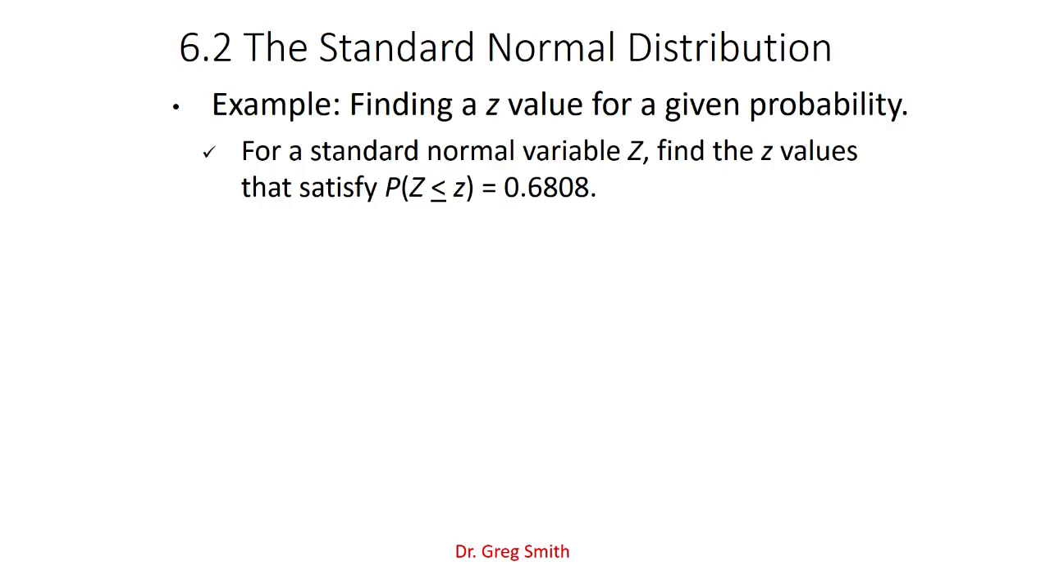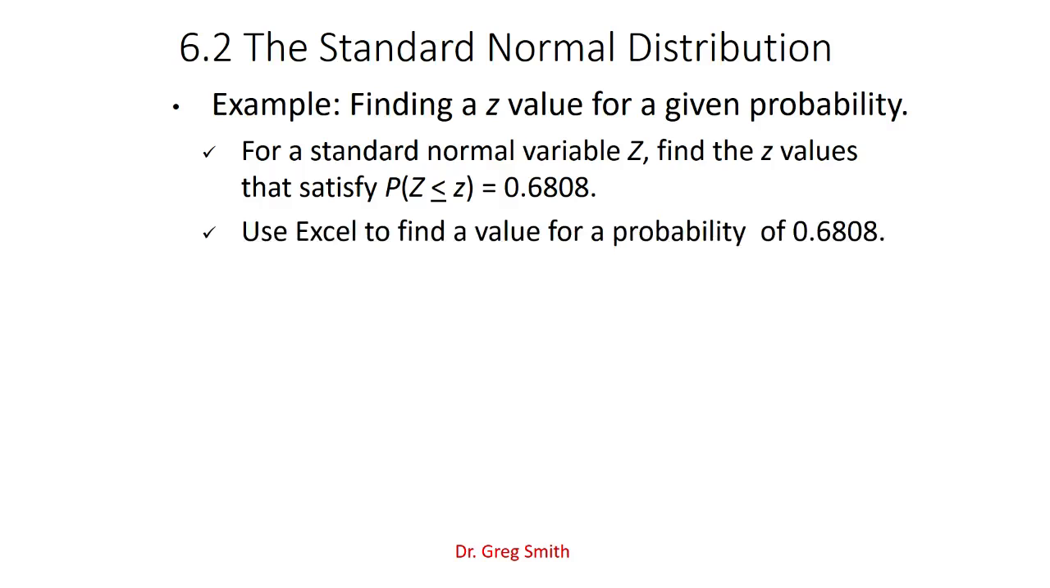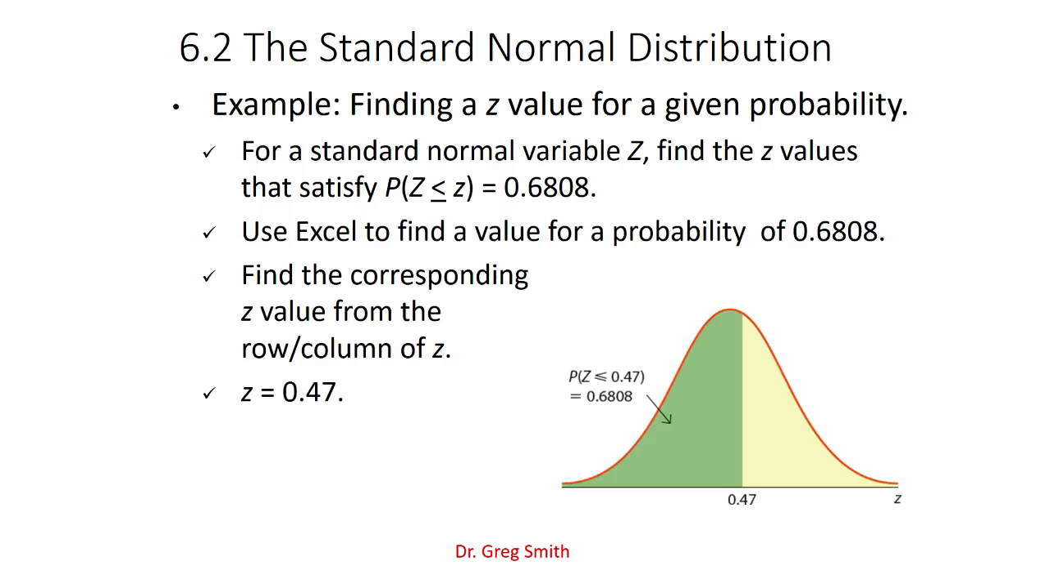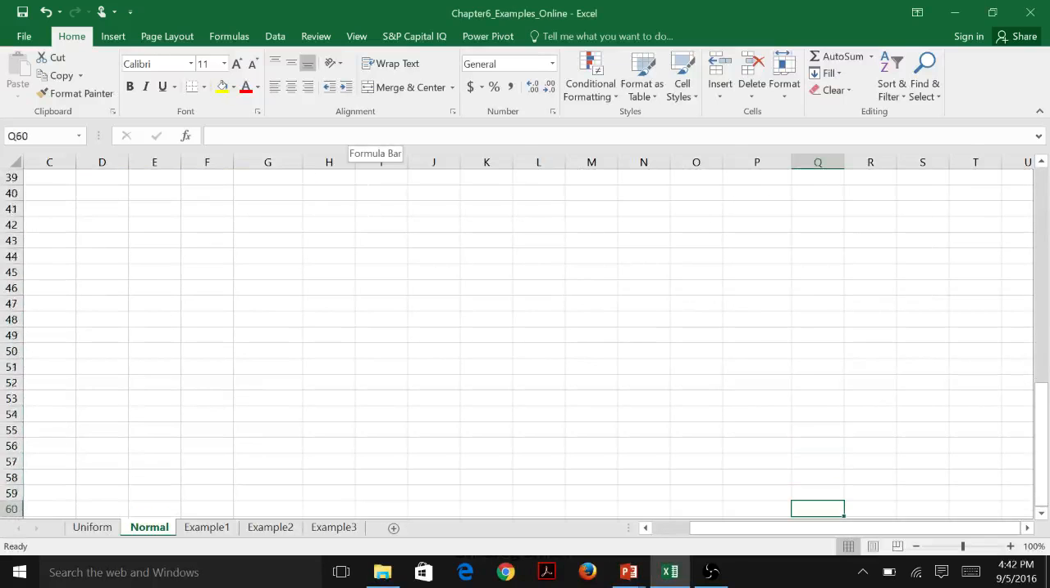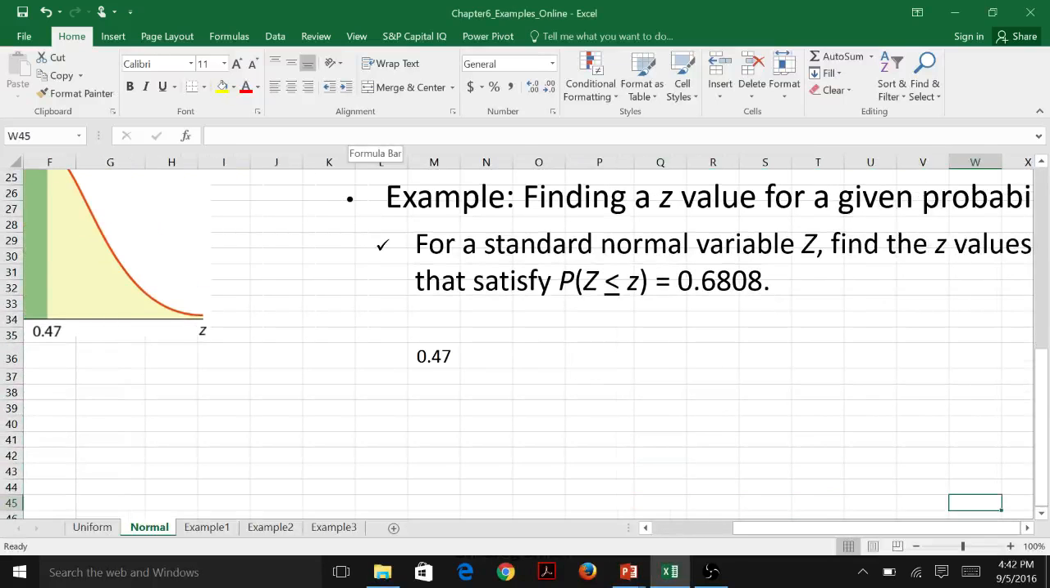What I'd like to then show you now is how do we calculate the value for z when we know the probability? Well, let's just say that we need to find out what's the value of z when the probability is equal to, say, 68.08%. Well, what I have to do is use the inverse function. And the inverse function for us is going to be norm.s.inv of 68.08%.